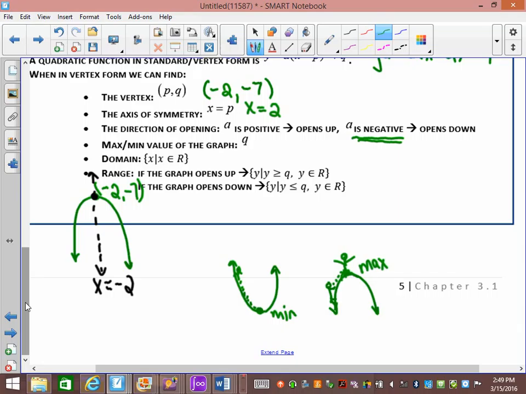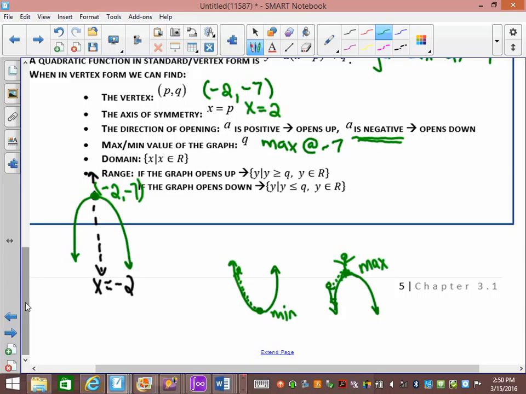Now, maximum value is based only on the q. The q tells you how high or how low. Is the q the x or the y? It's the y. So it tells me that on this graph, the highest I went was negative 7. My graph keeps going lower, but the highest it goes is negative 7, because that's my maximum. So this one would be a maximum at negative 7.